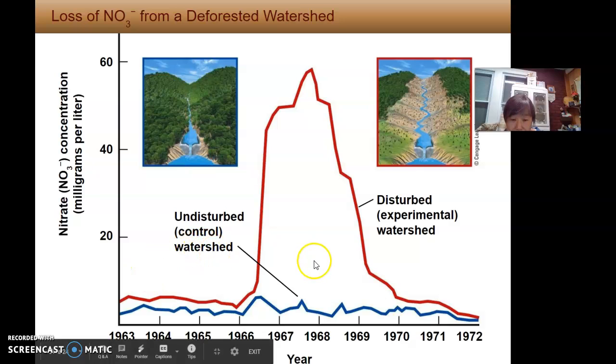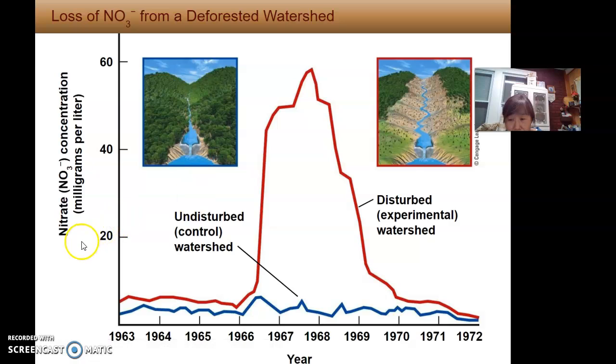So here is one example. Remember the experiment with the forest. Here you see the labeling is nitrate, NO3 negative 1 concentration, and they can just say the symbol without the name. So either one would be okay for you to say, but when the question shows either one, you should know.